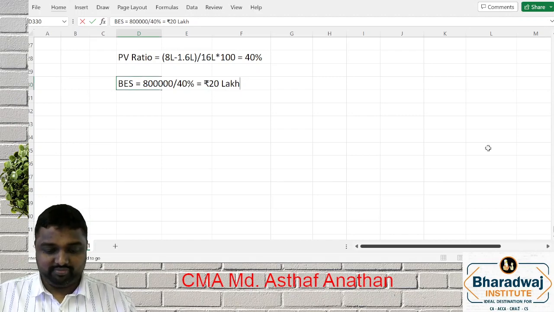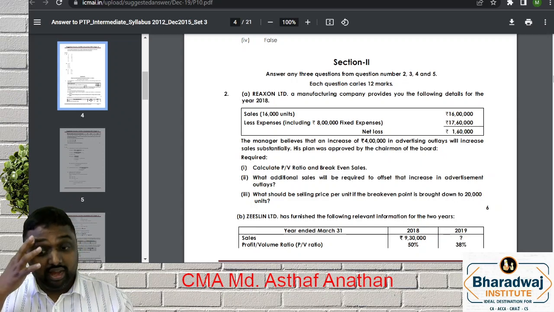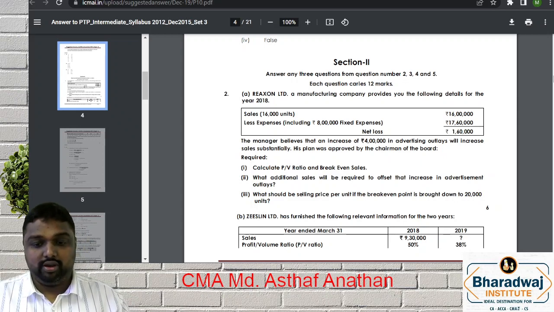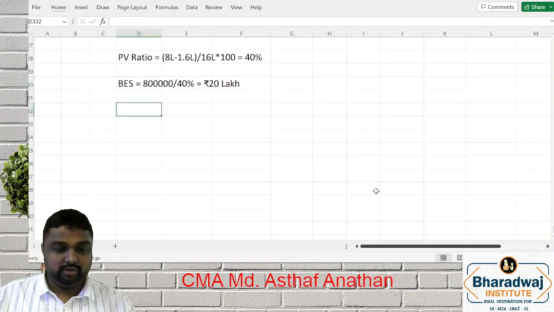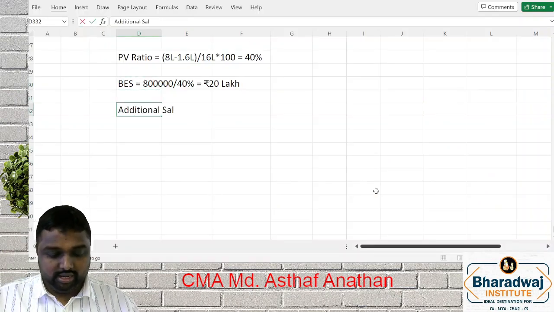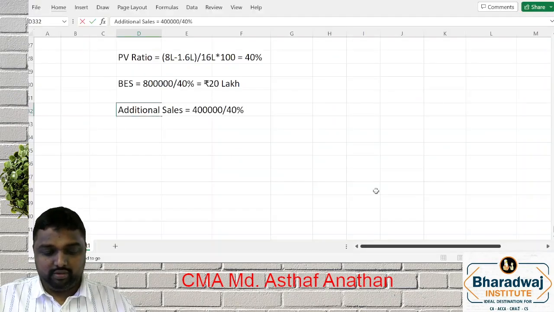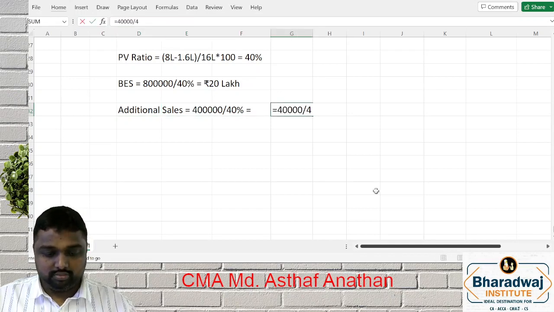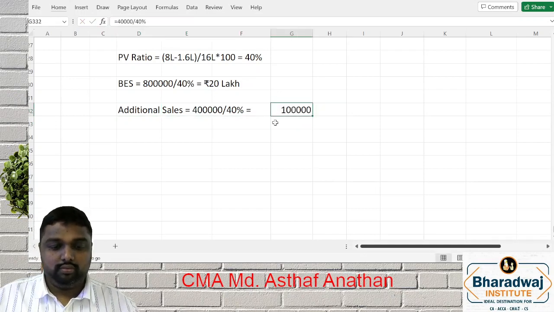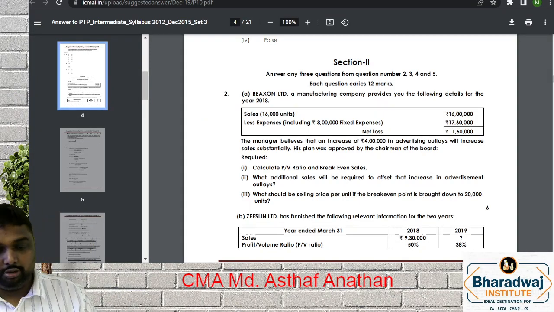Super. Going further, what is the additional sales to offset the increase in advertisement outflow? Additional sales. 4 lakh is the amount. Your break even is 40%. What will come, my dear friends? 10 lakh. Additional sales will be 10 lakh.